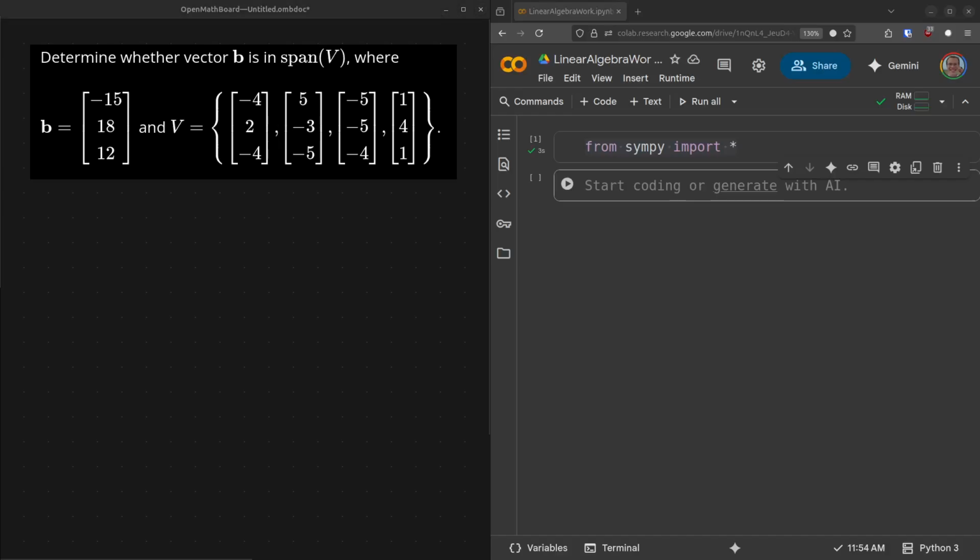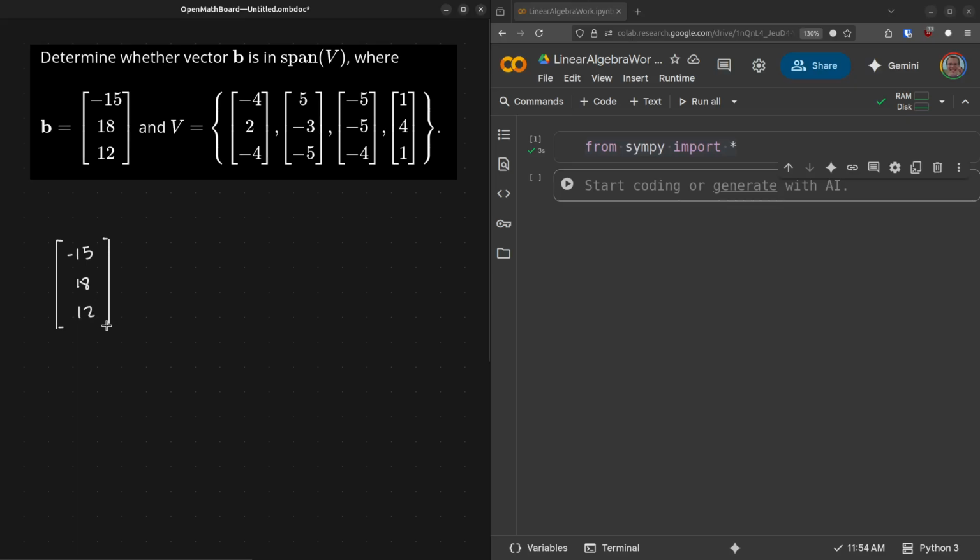Let's do just one more example. Again, we want to determine whether vector B is in the span of set V. That means that if B is in the span of set V, B can be written as a linear combination of the vectors in V.